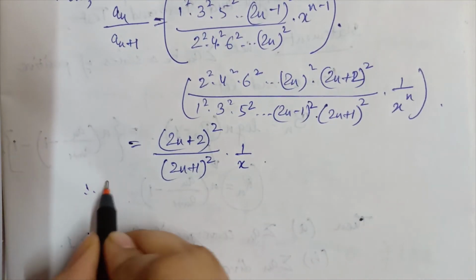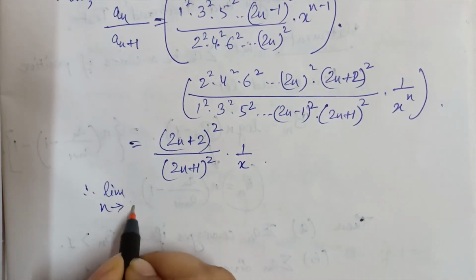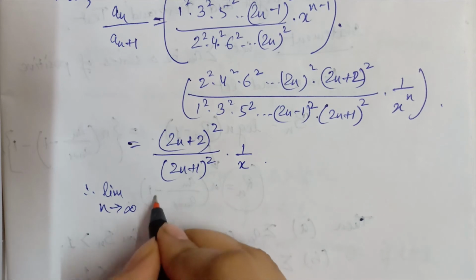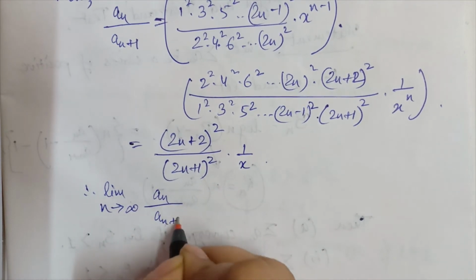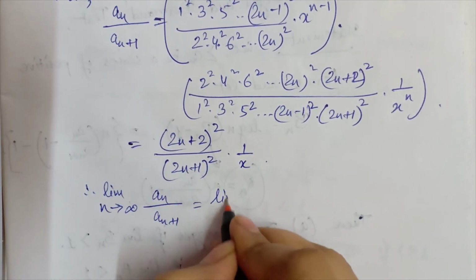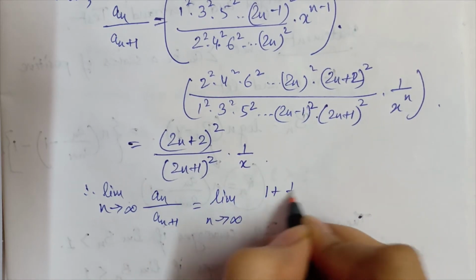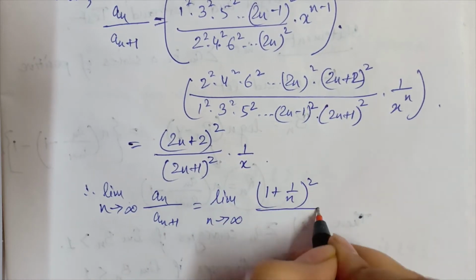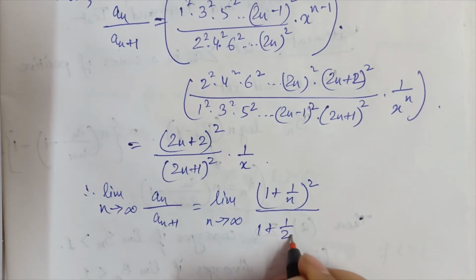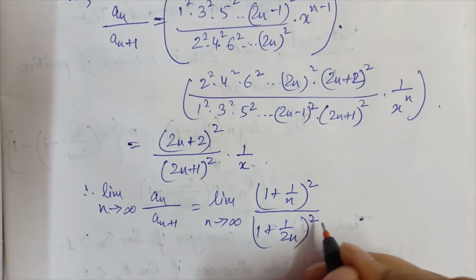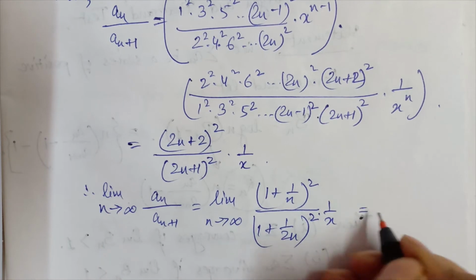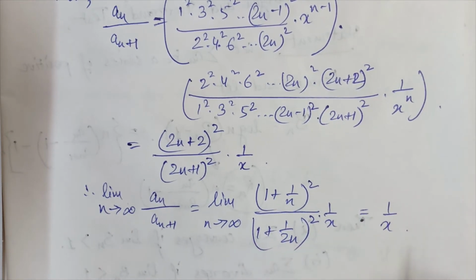Therefore, limit n tends to infinity, an by an plus 1 equals limit n tends to infinity 1 plus 1 by n whole square by 1 plus 1 by 2n whole square into 1 by x, which equals 1 by x.